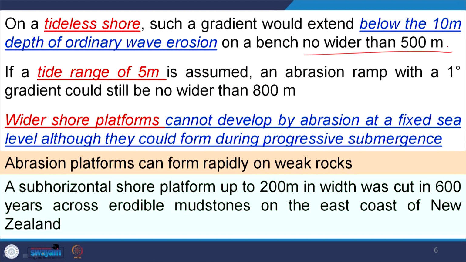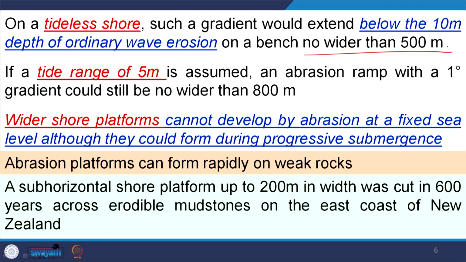If the tidal range is about 5 meters, it is assumed that an abrasion ramp with about 1 degree gradient could still reach a water depth of about 800 meters. So, that means if we have a 1 degree slope and a tidal range of about 5 meters, we still get an abrasion ramp of width about 800 meters. So, tide here plays an important role.